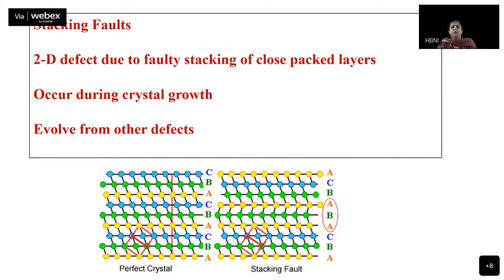Stacking fault. The stacking fault happens due to, as the name suggests, faulty stacking of the close packed layer. For example, you look into this. This is a perfect crystal where you have ABC or CCP type of packing. If you look at this red line, it shows that every fourth layer is a similar one. For example, this yellow atom, 1, 2, and this is the fourth layer, and then this is the fourth layer. So it has a similar point, okay? But what happens is, suppose ABC, AB, and rather than C, you again have an A layer.